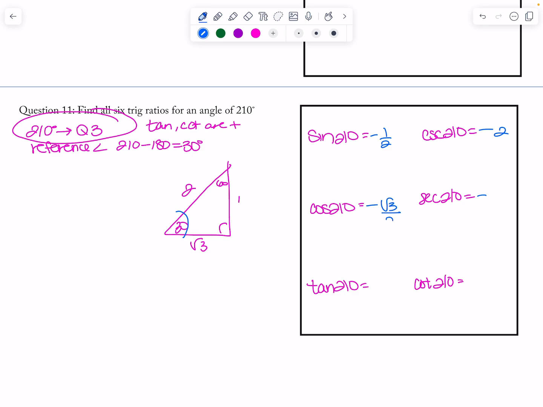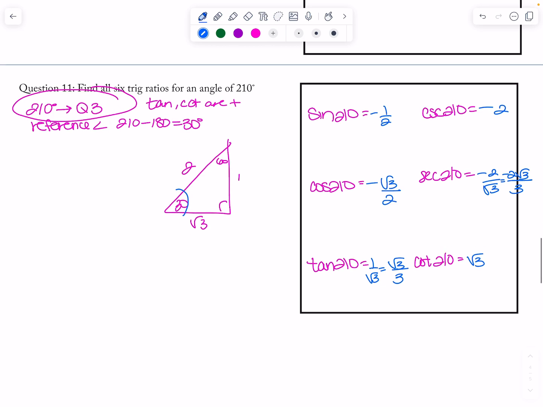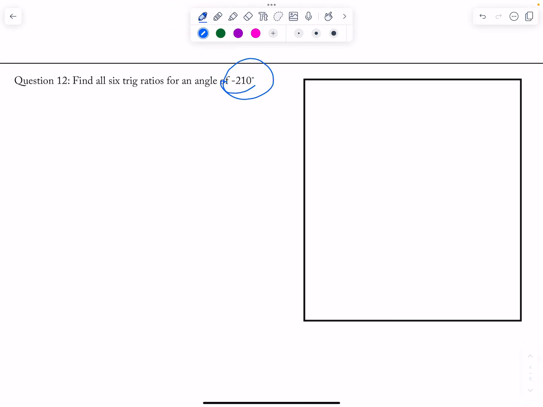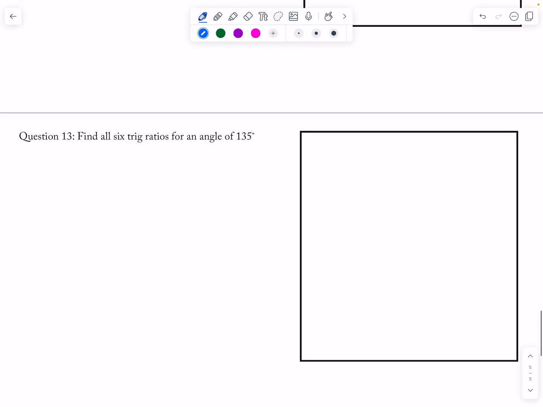Root 3 over 2 is my cosine. So then 2 over root 3 is my secant. So this is negative 2 root 3 over 3 when I rationalize my denominator. Tangent will be 1 over root 3, which is the same thing as root 3 over 3. And then cotangent will be root 3 over 1. Okay, so that's all 6 trig functions of 210 degrees. Remember, with negative 210, I know this is an even one, but make sure that you turn it into a positive angle first before you do it.